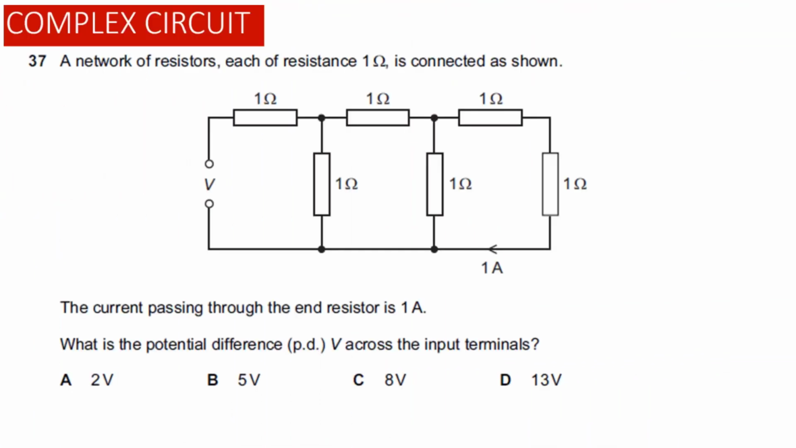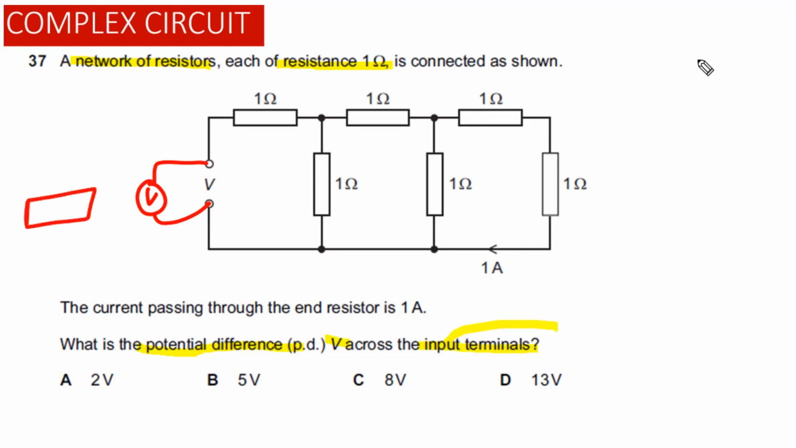For this question, a network of resistors is given to us and each resistor has a resistance equal to 1 ohm. So we can also say these resistors are identical resistors. What we need to find? We need to find the potential difference V across the input terminals. Or we can also say that if we attach a voltmeter here, for example, across these terminals, we need to find the reading on this voltmeter.